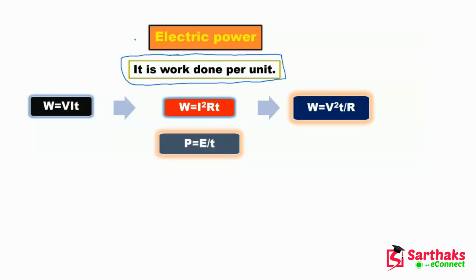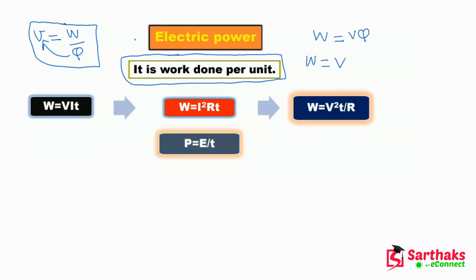Work done per unit. So what is work done? We know that this is the work done. Why? Because when I explained potential difference, I told you that potential difference is the work done to flow 1 Coulomb charge in a circuit. So this was the formula. Now, if you simply cross multiply it here, this will give you this formula.